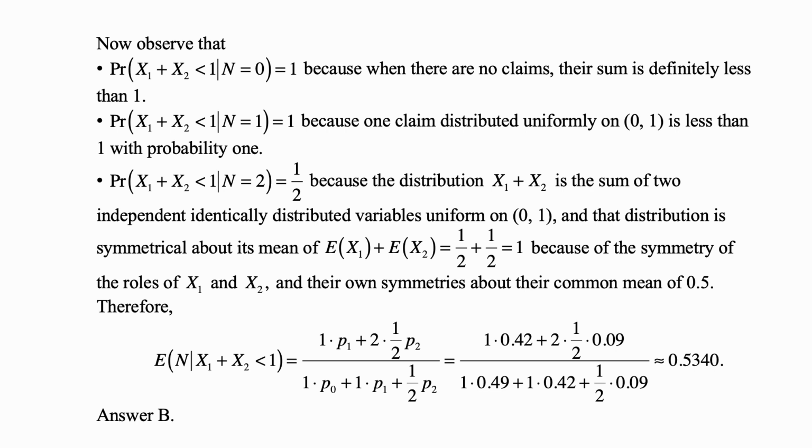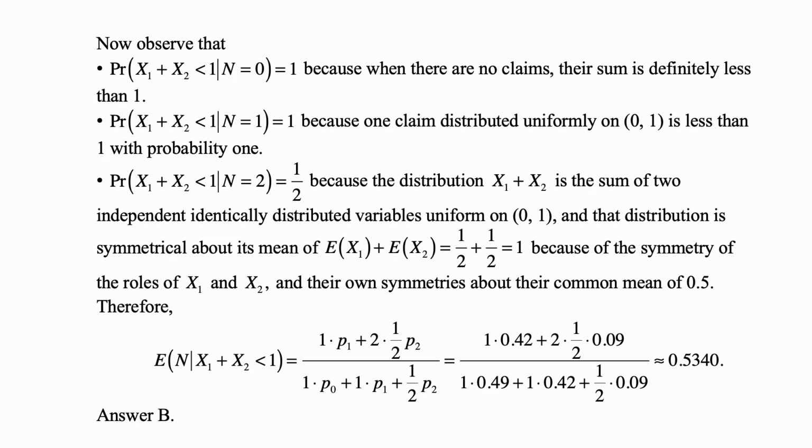The probability that x1 plus x2 is less than 1 given that n is 1 is 1, because one claim distributed uniformly on 0, 1 is less than 1 with probability 1. And the probability that x1 plus x2 is less than 1 given that n is 2 is 1/2, because x1 plus x2 is the sum of two independent, identically distributed variables uniform on 0, 1. And that distribution is symmetrical about its mean, and the mean is, of course, 1. It's the sum of the two means, because of the symmetry of the roles of x1 and x2 and their own symmetries about their common mean of 0.5.